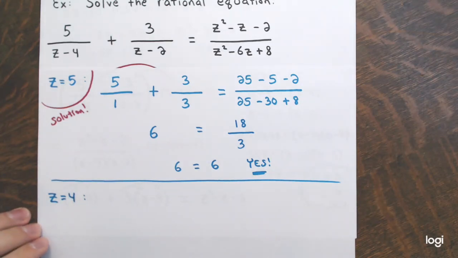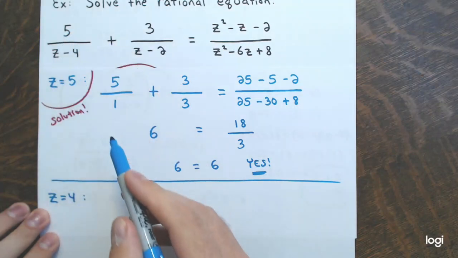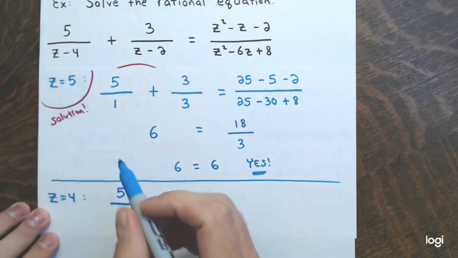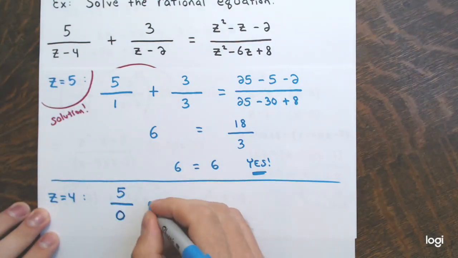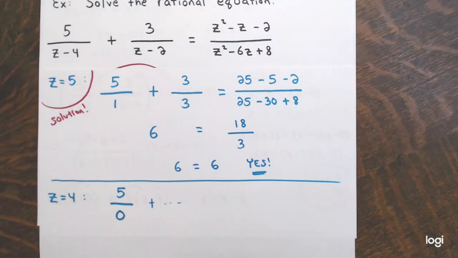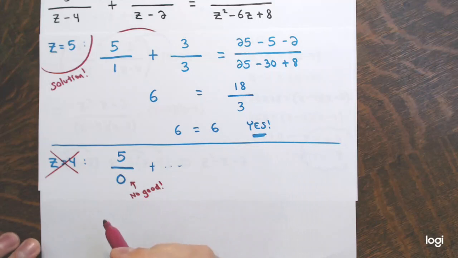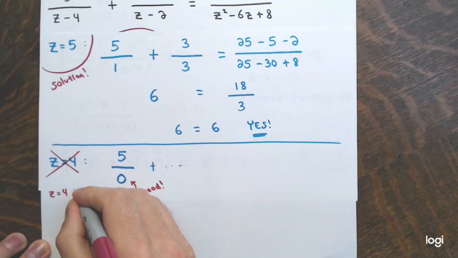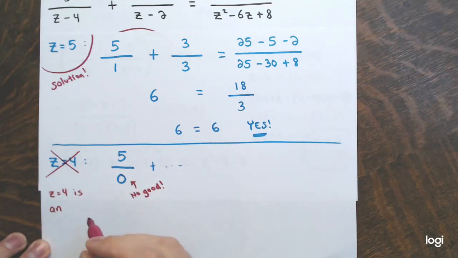Well, you'll see right away that it's no good. When I replace z with 4, the first fraction is 5 in the numerator divided by 4 minus 4, 0 in the denominator. And it doesn't really matter what happens the rest of the way, because that is no good. Can't divide by 0. Can't have 0 in the denominator. So I'm going to scratch this off. That is not a solution. So what they would say is that z equals 4 is what they call an extraneous solution.